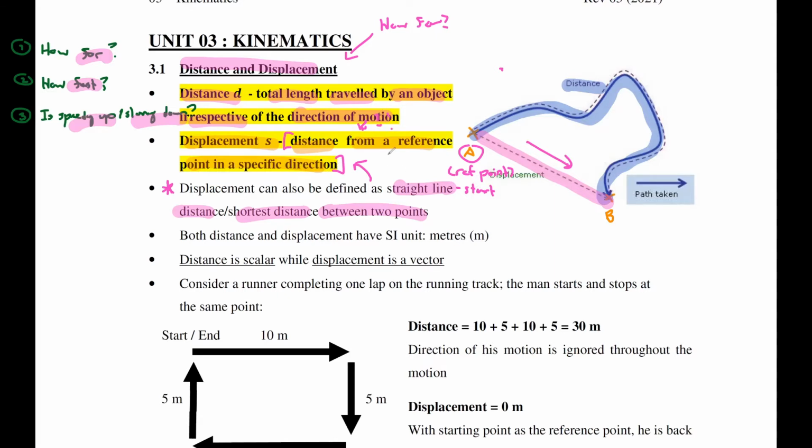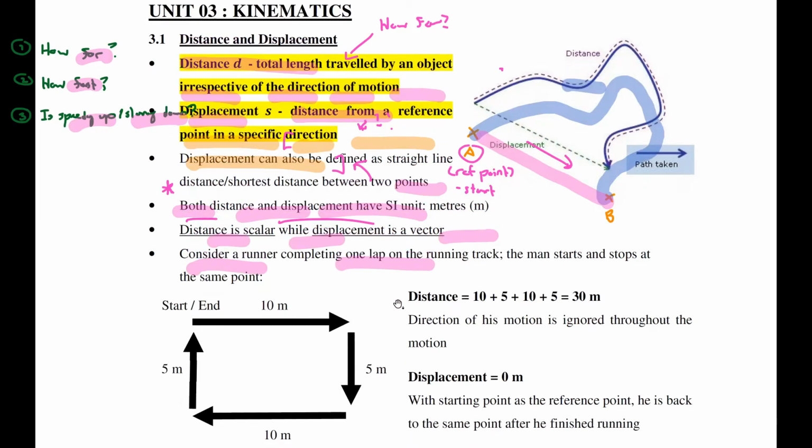It also does mean that it is a straight line distance between 2 points or the shortest distance between 2 points. When you're talking about straight line distance between 2 points, that is already the shortest distance possible, okay? So they're actually the same thing. But just don't use this when you're being asked to define displacement. Okay, so distance and displacement both have SI unit in meters, but distance is a scalar because you don't consider direction, whereas displacement is a vector because you consider direction inside.